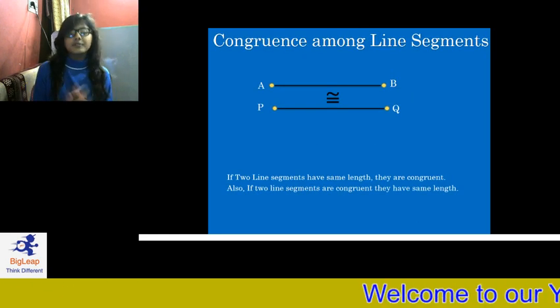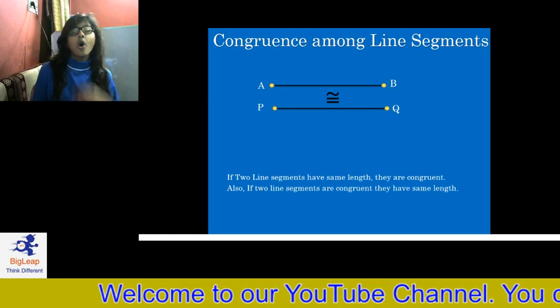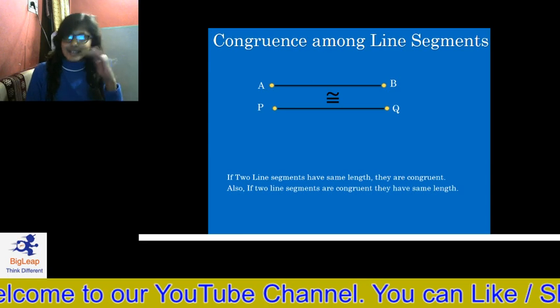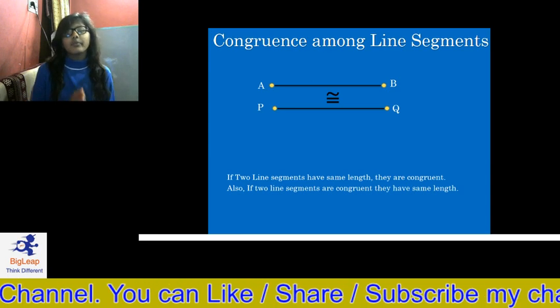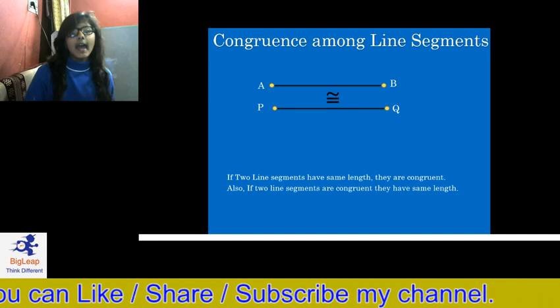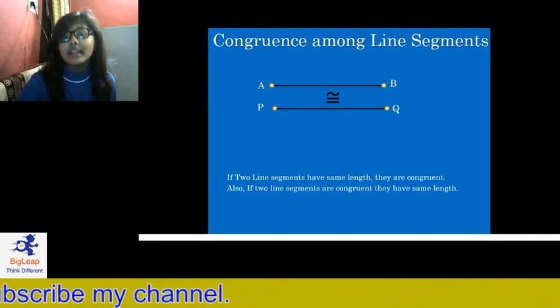Now let's learn congruency of line segments. If two line segments have the same length, then they will be called congruent. Also, if two line segments are congruent, their lengths will be the same. It means that here line segment AB is congruent to line segment PQ.